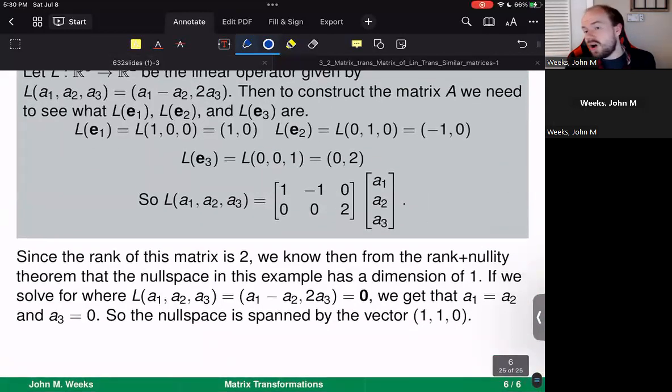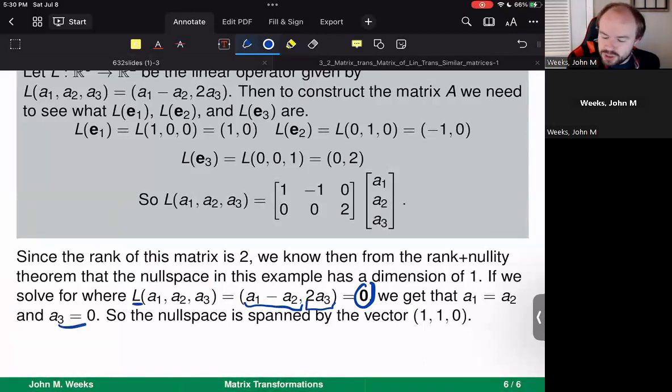So if we want to solve for what spans the null space, we can now solve for where this linear operator takes things to the 0 vector. That is, the 0 vector in R2 is going to be where you have 0 in each of the 2 components of your vectors. a1 minus a2, for example, has to be 0, as does 2 times a3. Well, if 2 times a3 is 0, then we have to have that a3 is 0.